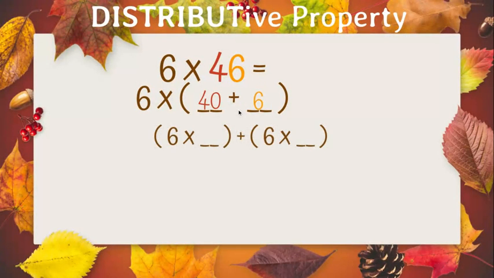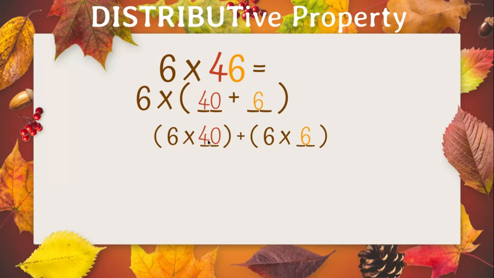So now I'm going to take the 6 and I'm going to distribute it, right, to each one. So I've got to make sure that the 40 gets the 6 and the 6 gets the 6. So now I've got 6 times 40 and I've got 6 times 6. Now I'm going to multiply what's inside.